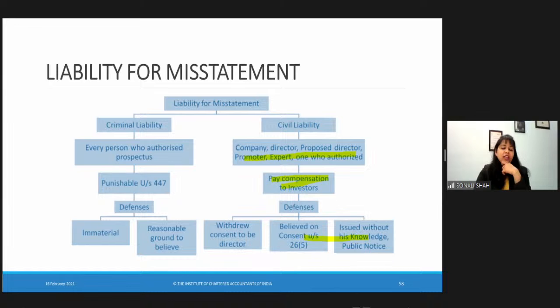Surya, the situation is if a person has given consent to be a director of the company, the moment he becomes a director, he has certain liabilities, right? But there could be a situation where he does not have knowledge, which will depend on the facts of the case. So in a court of law, we prove no knowledge through different kinds of documentation. It is not that we can always prove it. It will depend on the facts and circumstances of the case.